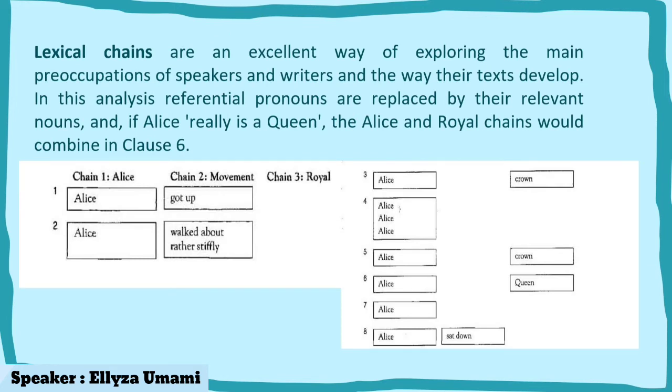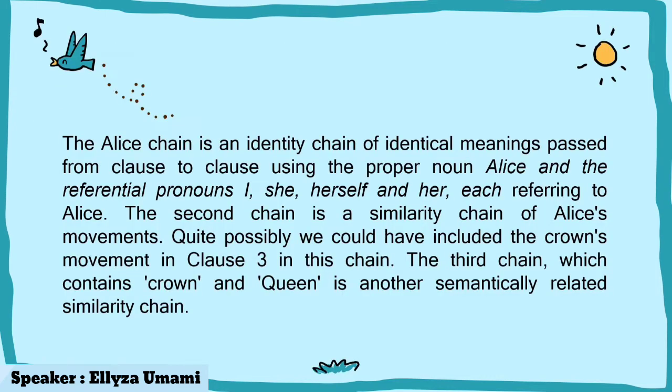Lexical chains are an excellent way of exploring the main preoccupation of speaker and writer, and the way their texts develop. In this analysis, referential pronouns are replaced by their relevant nouns. And if Alice really is a queen, the Alice and royal chains would combine in clause 6. You can see this picture. The Alice chain is an identity chain of identical meaning passed from clause to clause using the proper noun Alice and the referential pronouns I, she, herself, and her, each referring to Alice. The second chain is a similarity chain of Alice's movements. Quite possibly we could have included the crown's movement in clause 3 in this chain. The third chain, which contains crown and queen, is another semantically related similarity chain.